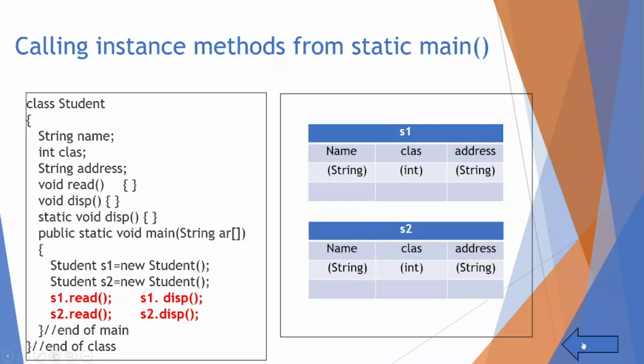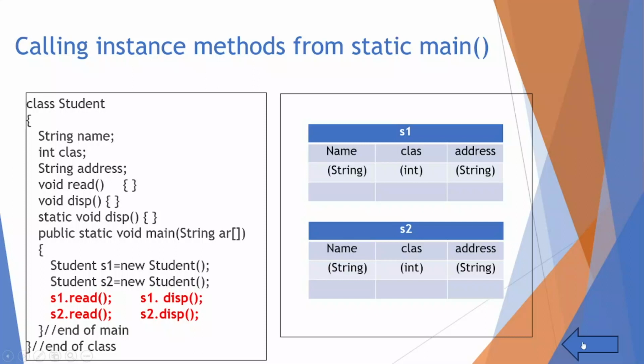How do you create an object? With the help of class name followed by object name is equal to new constructor. So Student S1 is equal to new Student. Student S2 is equal to new Student. This will create in the memory, hypothetical representation, S1, S2, two objects. S1 has three parts: name, class, address. S2 also has three parts: name, class, and address. Now calling the method says go to S1 area.